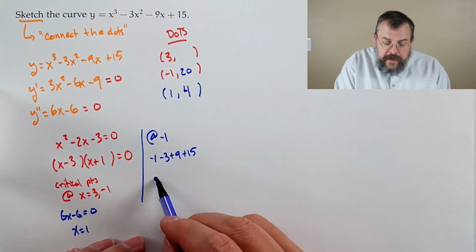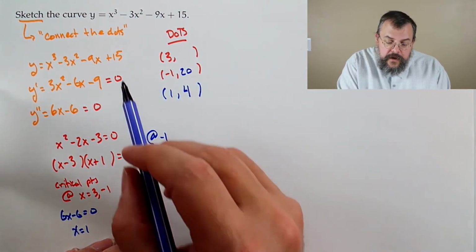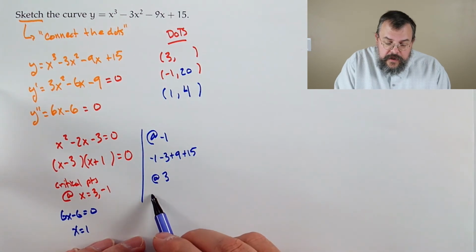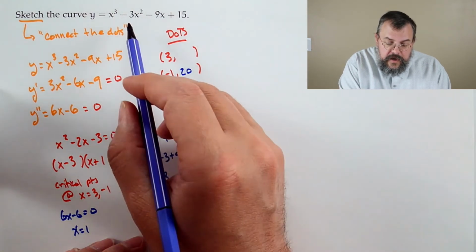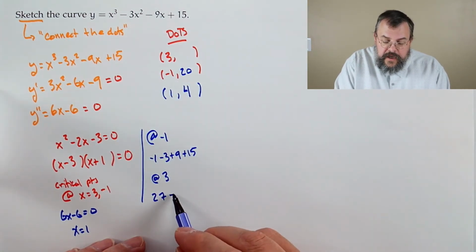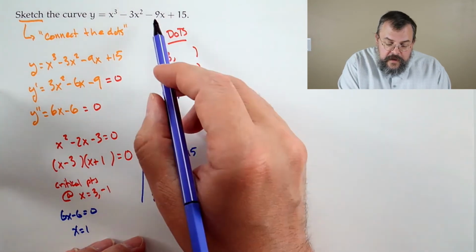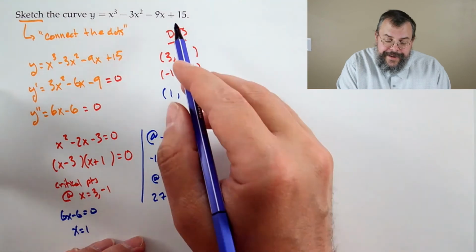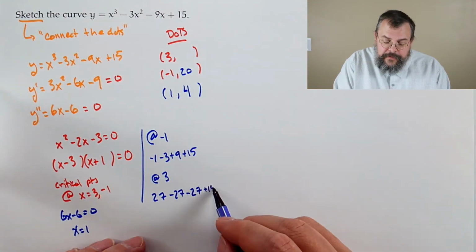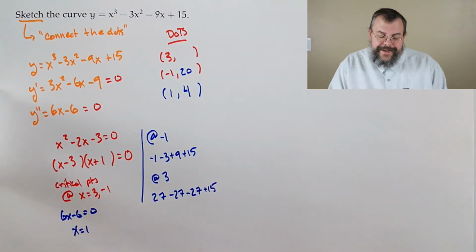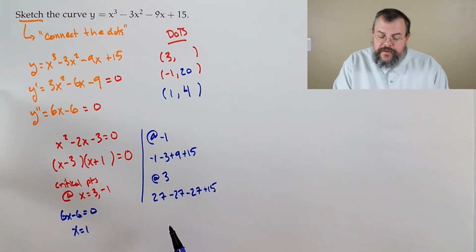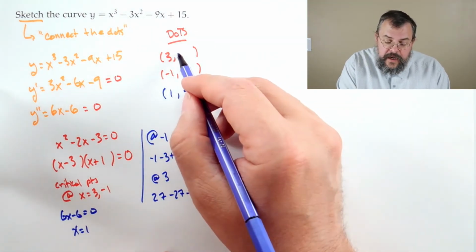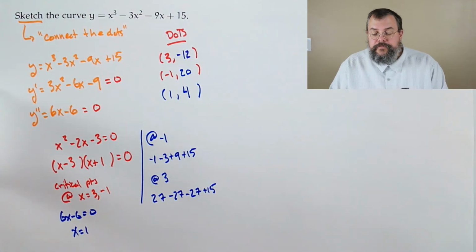Okay, how about at 3? Well, 3 cubed is 27. 3 times 3 squared, 3 times 9, is 27. 9 times 3, 27. Oh, lots of 27s here. Plus 15. Okay, that last one wasn't 27. But you can cancel off the 27s. Negative 27 plus 15 would give us negative 12.